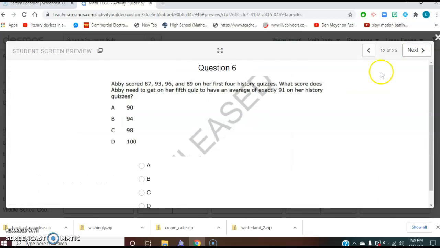All right, so we can try this one again. What score does Abby need to get on her 5th quiz to have an average of 91? Average and mean are the same thing. So we want her mean to be 91. So far she's made an 87, 93, 96, and 89.